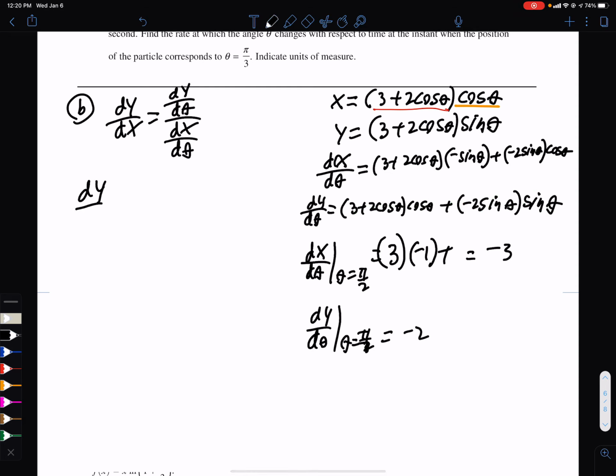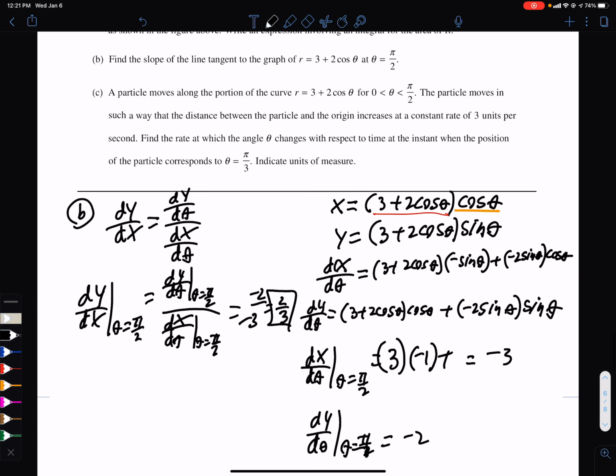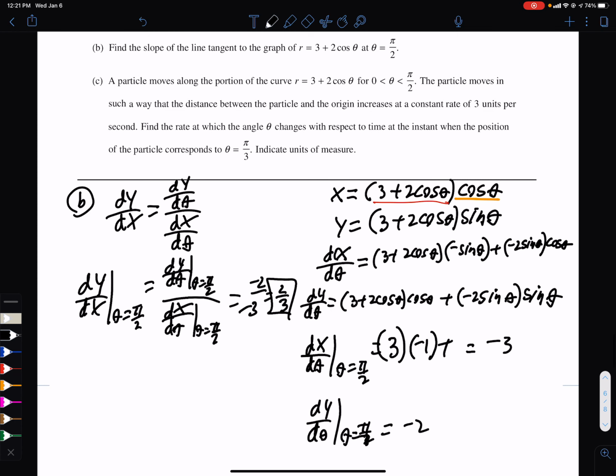So then I can say dy dx at theta is pi over 2 is going to be dy d theta at theta is pi over 2 divided by dx d theta at theta is pi over 2. And we did those. So it's going to be negative 2 over negative 3, which is 2/3. And there is my answer. Okay? And we'll make sure I answer the question. Find the slope of the line tangent. If you want to say the slope of the line tangent of the graph r equals 3 plus 2 cosine theta is 2/3, you can do that.